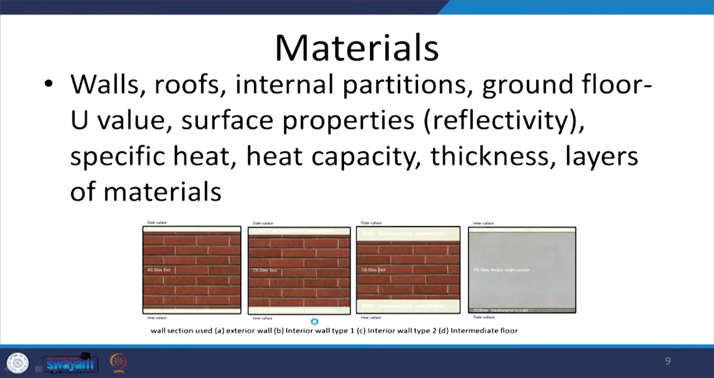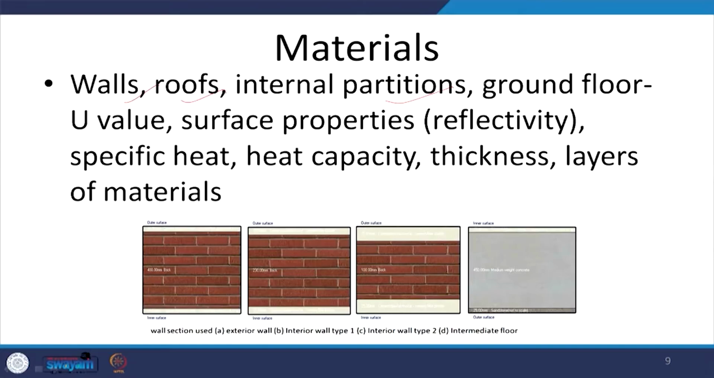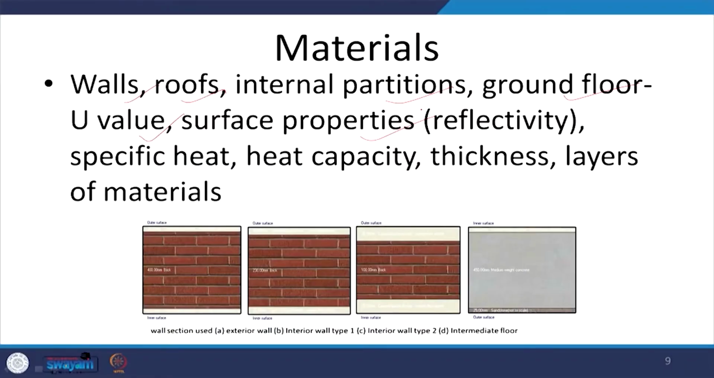Then we have to add materials here. Now, this building which we have created, and we were seeing the walls and roofs and everything here, each of these components will be specified with a specific material. So, we have to specify the materials for walls, roofs, internal partitions, ground floors, intermediate floors. So, all the opaque materials are described here for their U values, for their surface properties, specific heat, heat capacity, thickness, layers of materials. So, here this is an example where different layers of materials are taken.